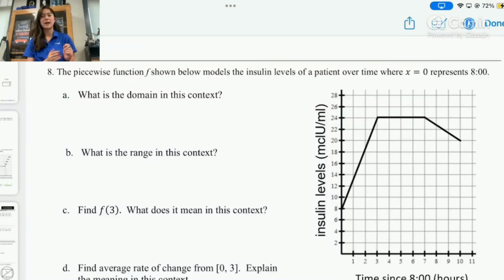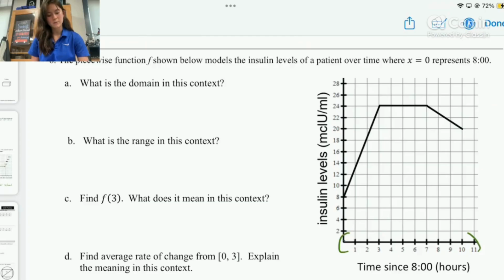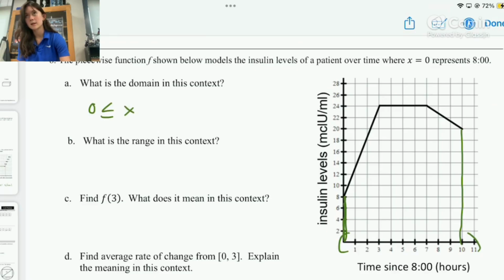All right, now we're going to do number 8. The piecewise function f shown below models the insulin levels of a patient over time where x equals 0 represents 8 o'clock. So we're going to start with the domain, which you would look at the x-axis. It looks like it starts at 0 because it's right there on that y-axis line, and then it stops at 10. And because it's a function that doesn't keep going, or if there's no open circles, it would include those values. So it would be 0 is less than or equal to x is less than or equal to 10.